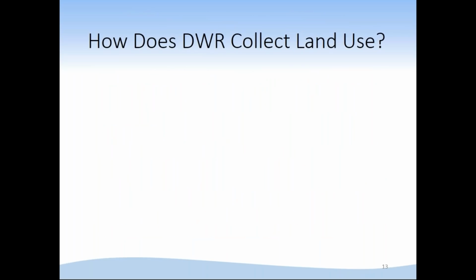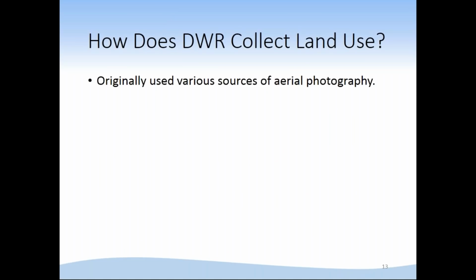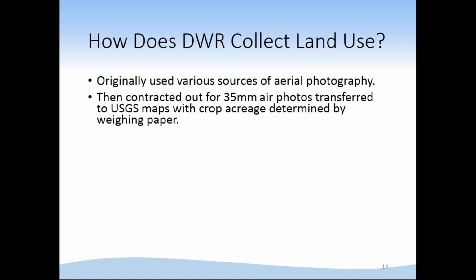So how do we collect land use? The way we collect land use has changed over time as technology has changed. Originally, when we started doing this, we used various sources of aerial photography. If anybody's familiar with the old 9x9 USDA photos that were taken all over the United States, we started using those, and we would get copies of the photos, and we would actually draw by hand what we thought the individual land uses were on those 9x9 photos.